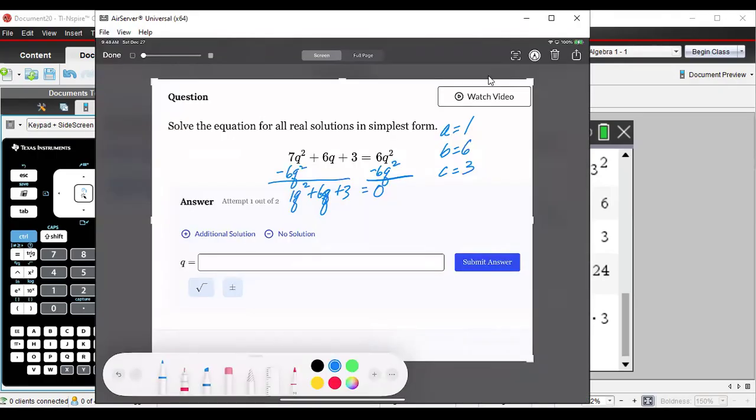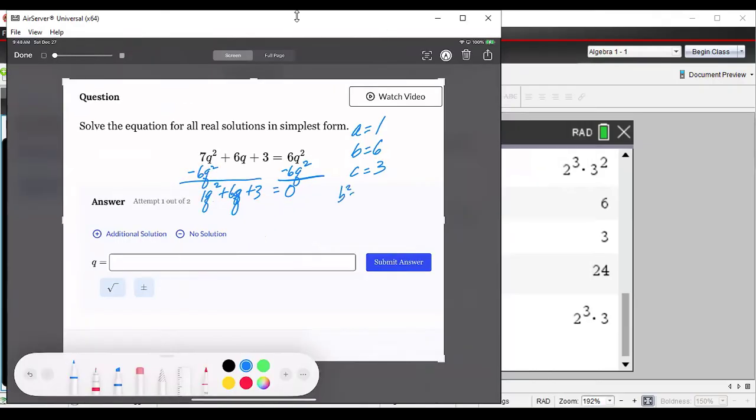So let me move this over just a little bit. So the b squared minus 4ac part was 24. We can rewrite 24 as 2 times 2 times 2 times 3. And now we can simplify by bringing a pair of 2's out. So this is going to be 2 times the square root of 6. That's the simplified version of the b squared minus 4ac part. And let's go ahead and finish the rest of this.